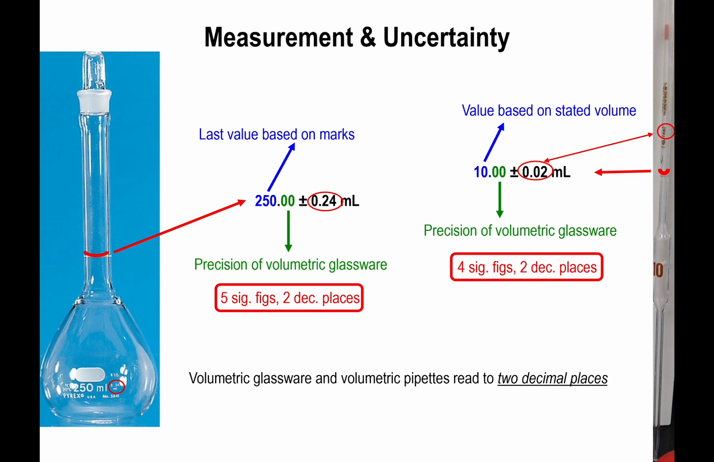What is constant, however, is the precision based on the type of glassware you have. So in this case, volumetric flasks or pipettes can have up to 2 decimal places worth of precision. And depending on the actual volume, that could be 5, 4, or even 3 significant figures. So just be careful about that. And specifically when dealing with titrations, which we'll talk about in the future, you want to make sure that you give the readout of those volumes to 2 decimal places.